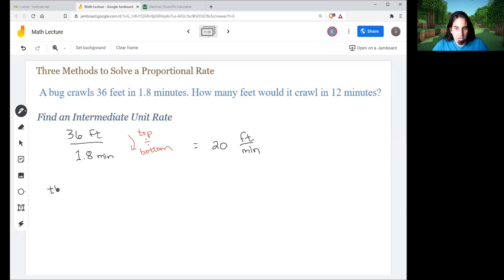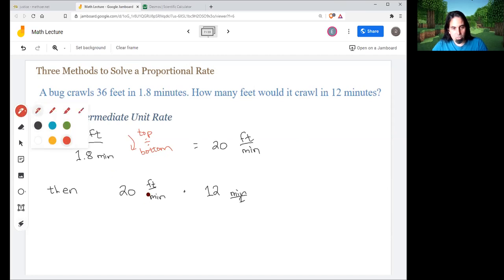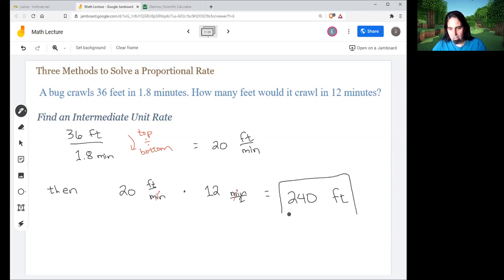Then, how many feet would it crawl in 12 minutes? What do I do? 20 times 12. Yeah, 20 feet per minute times my 12 minutes. Minutes is minutes over 1. This is like unit analysis. If you want to think about it this way, a minute on top and bottom will cancel. All that's left is feet. If you don't want to think about it that way, that's fine too, but it works. Anyway, 240 feet. Some people really like that, and that's how they would always do it.